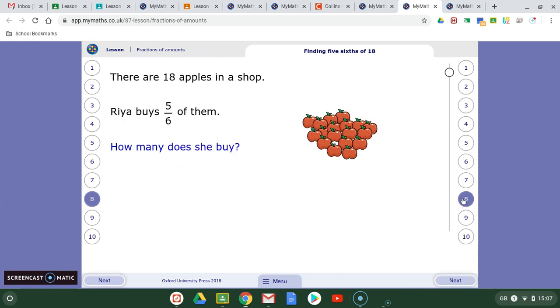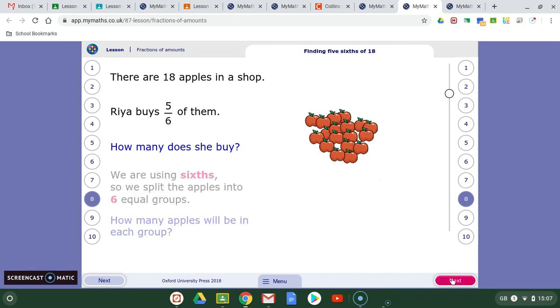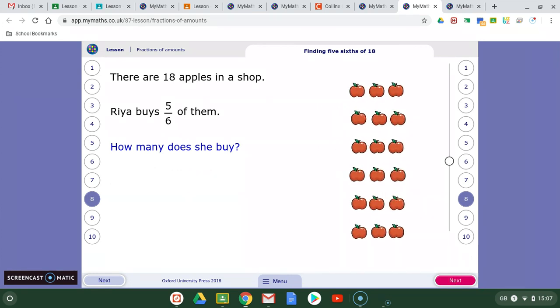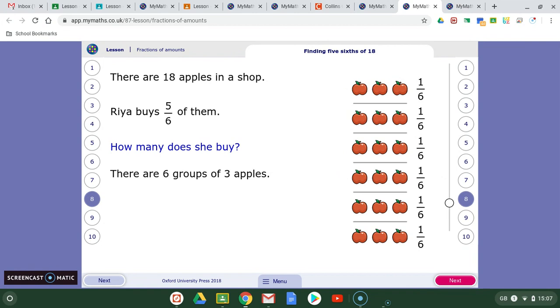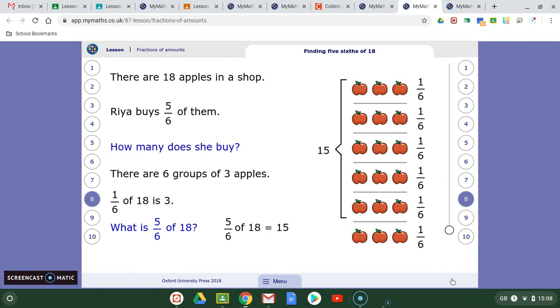Let's see if that works for this one. So we would have to do 18 divided by 6, which is 3, and then 3 times 5, which is 15. Let's see if that works out. In each group, 1/6 is going to be 3, like we found out, and we need 5 groups of 3 apples, which is 15 of them altogether. So 18 divided by 6 is 3, which is what each group is. Times it by 5 to find what 5/6 is, which gives you 15.